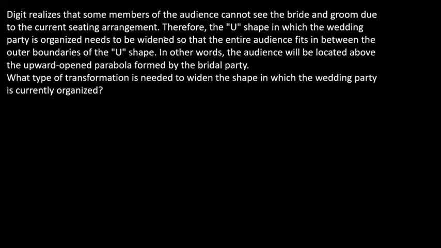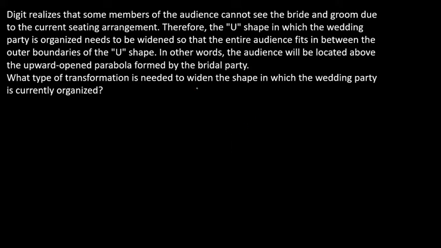Polly realizes that some members of the audience cannot see the bride and groom due to the current seating arrangement. Therefore, the U shape in which the wedding party is organized needs to be widened so that the entire audience fits in between the outer boundaries of the U shape. In other words, the audience will be located above the upward opened parabola formed by the bridal party. What transformation is needed to widen the shape in which the wedding party is currently organized?